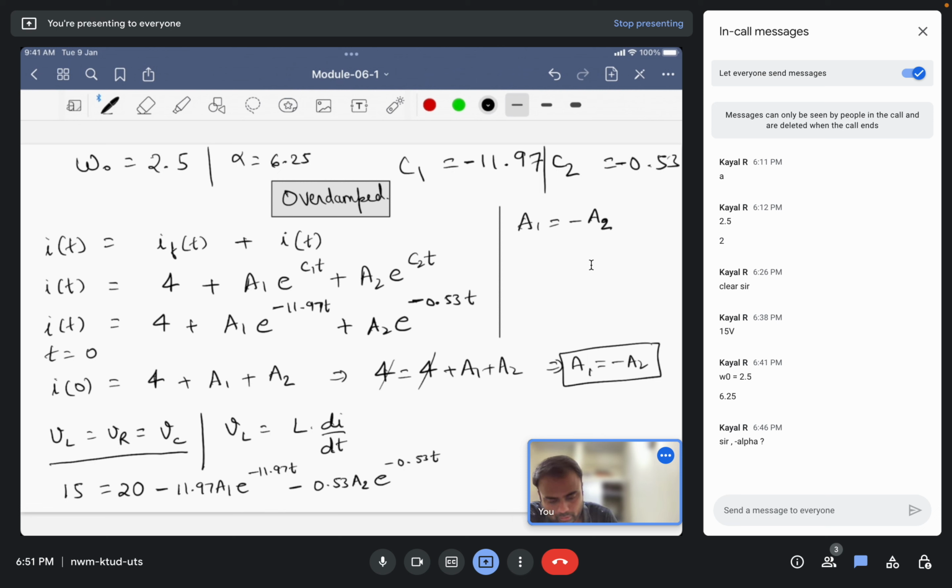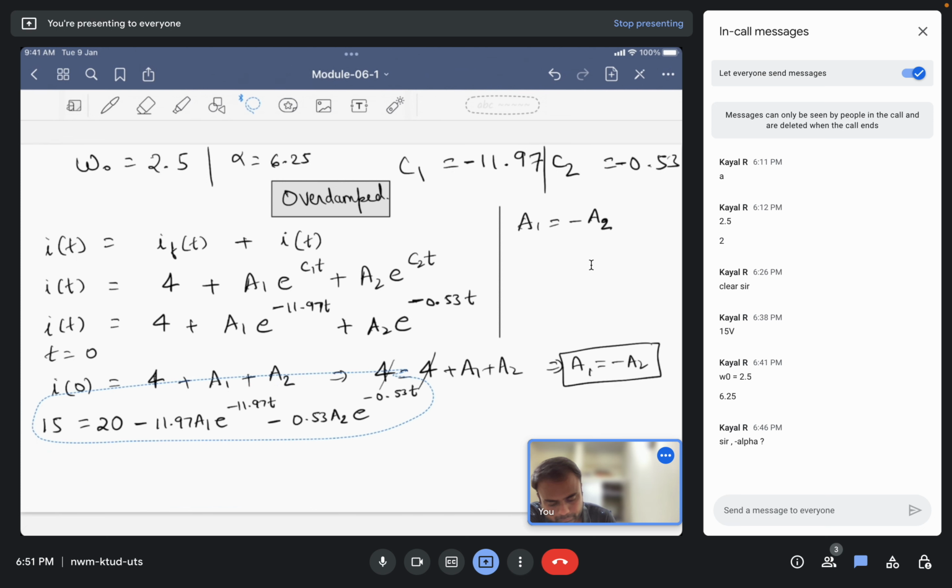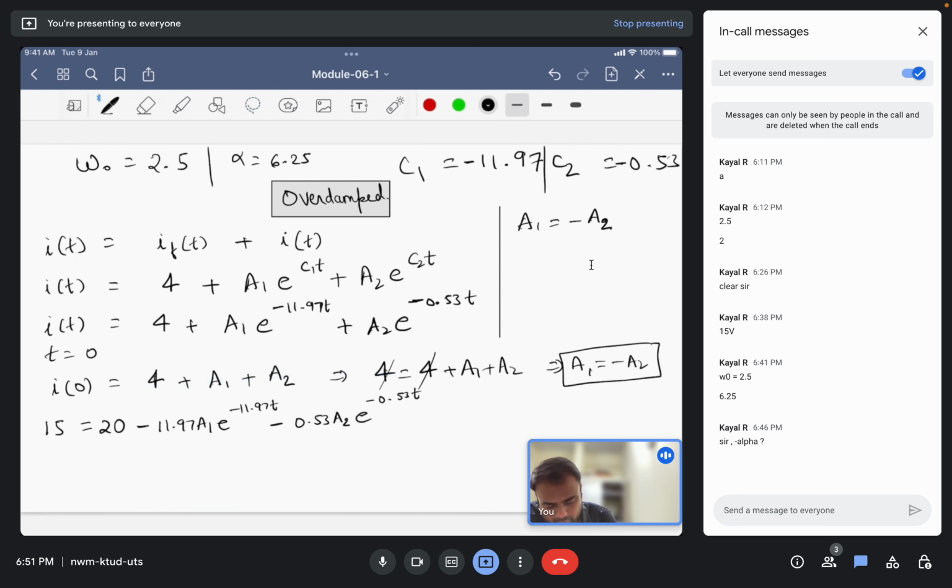So this will become 15. Let us send the 20 to the LHS. So 15 divided by 20 is equal to minus 11.97 A1 minus 0.53 A2. e to the power 0 will be 1. So we can cancel the negative signs here. So 11.97 A1 plus 0.53 A2 is equal to 5. So this is the second equation.